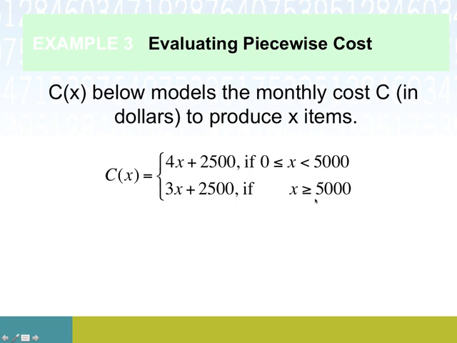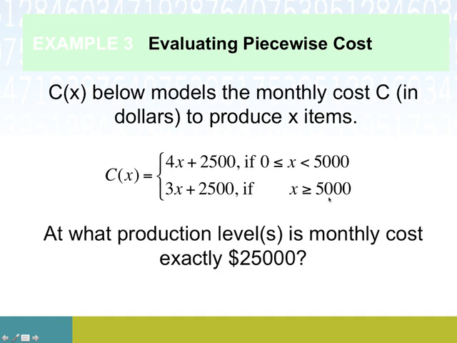If we purchase parts for 5,000 items or more, we're going to get this rate. So the only difference in the expressions between top and bottom is that here our unit price is $3 per item, and $4 per item in the first case. So here's our buying in bulk option. $3 times however many items we produce, plus our fixed costs, as long as we're buying at least 5,000 items. So the real question here is, at what production level is monthly cost exactly $25,000?